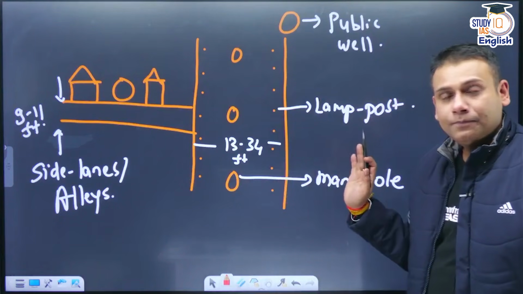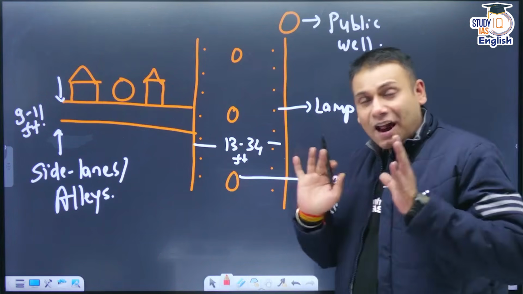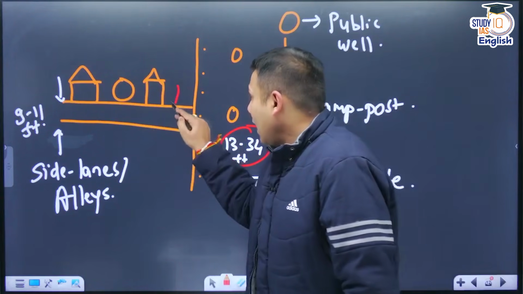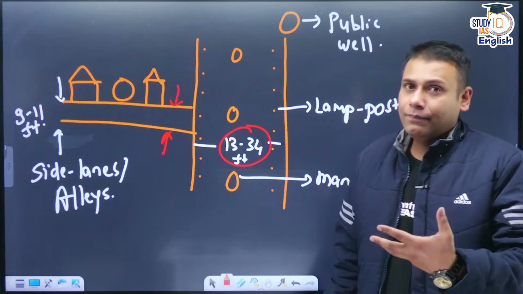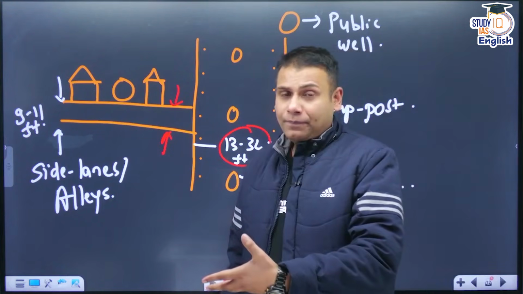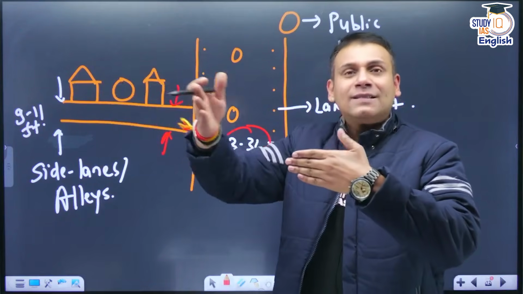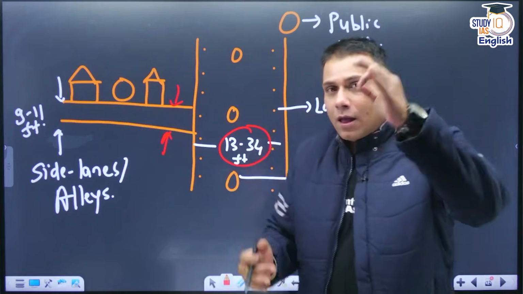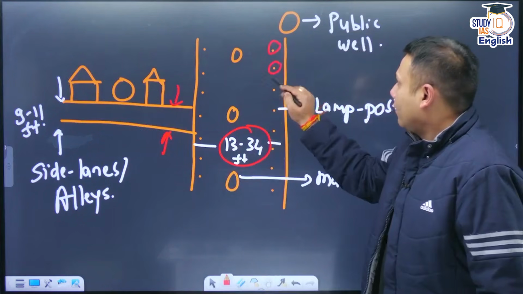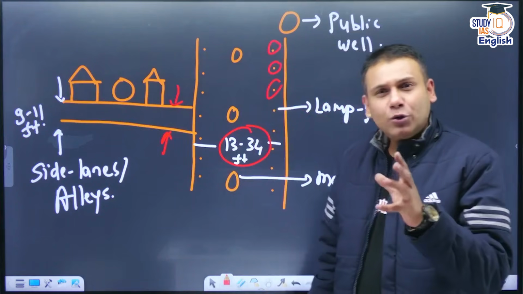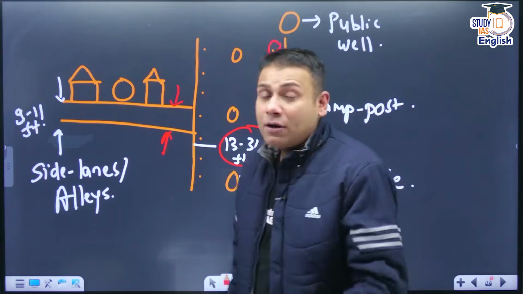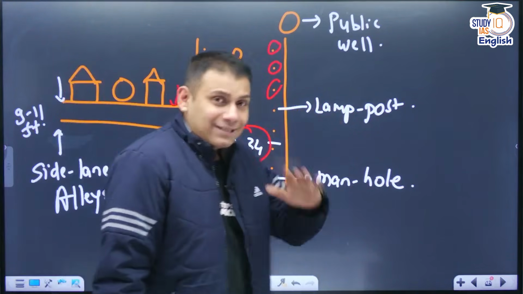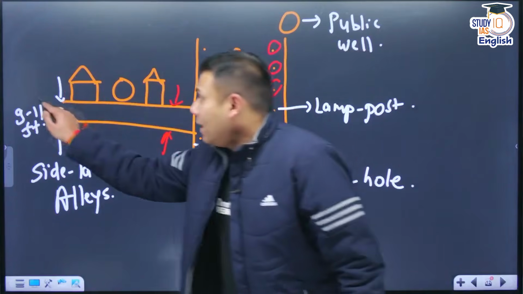This is the main road, and the main road is roughly 13 to 34 feet wide. These are the side lanes or alleys, in Hindi also referred to as galiyan. The main road is cut by the side lanes or alleys at a 90 degree right angle. On the main road, one can observe these lamp posts, similar to street lights, so we can infer that trade might have been taking place through this route. The side lanes or alleys were roughly 9 to 11 feet wide.